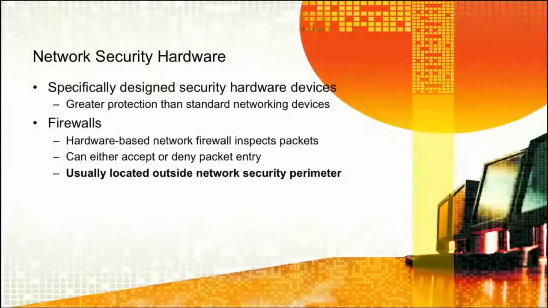Next, we'll talk about some specifically designed security hardware devices, beginning with firewalls. The firewall can either be a hardware or software-based firewall. Usually, when we're talking about network infrastructure equipment, you'll find it hardware-based that will do inspection of packets. It can either accept or deny packet entry and is usually located outside the network security perimeter.